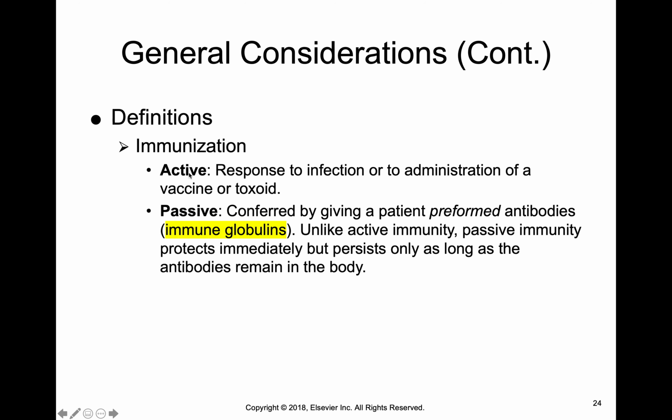So there is active immunization. That's a response to an infection or the administration of a vaccine or toxoid. This helps create an immune response. And then there's passive immunity, and that's conferred by giving a patient preformed antibodies. So basically, immune globulins are those antibodies that contain a high amount of antibodies.